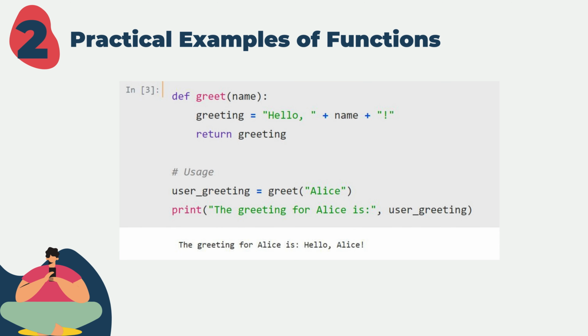In the next example, the greet function takes a name parameter, concatenates it with a greeting message, and returns the result. When we call the function with the argument Alice, it generates the greeting and prints it.